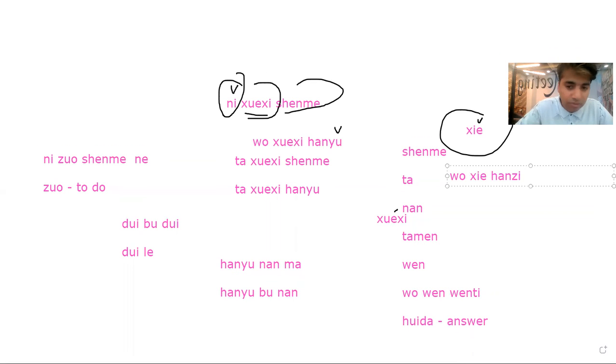Repeat after me, hanzi. Now the z sound is like dz. See the sound. Hanzi. Wo xie hanzi. It means I am writing Chinese characters. Hanzi is basically my Chinese characters. So repeat after me, that is how we are working on a pattern, team. Is it clear to you, team?